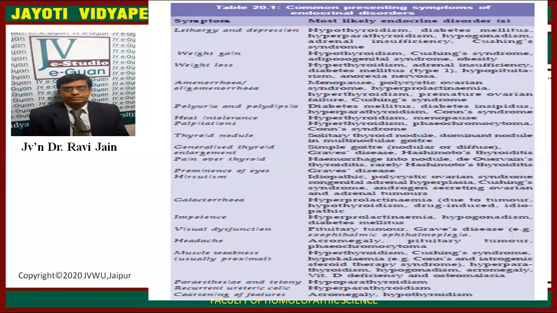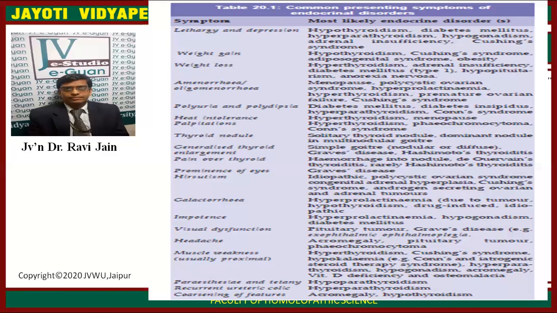In case of polyuria or polydipsia, if a patient is coming with polyuria, that is increased frequency of urine, or polydipsia, that is increased thirst, then you can think of diabetes mellitus, diabetes insipidus, hyperparathyroidism, Conn's syndrome. If the patient is coming with complaints of heat intolerance, then you can think of hyperthyroidism or menopause. In case of palpitation, you can think of hyperthyroidism, pheochromocytoma, and Conn's syndrome.